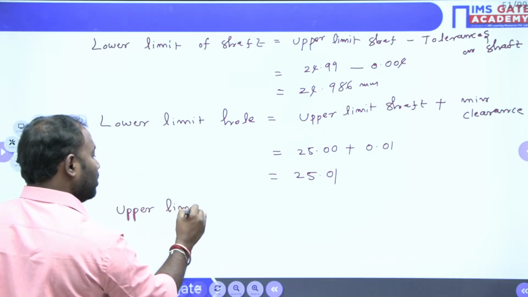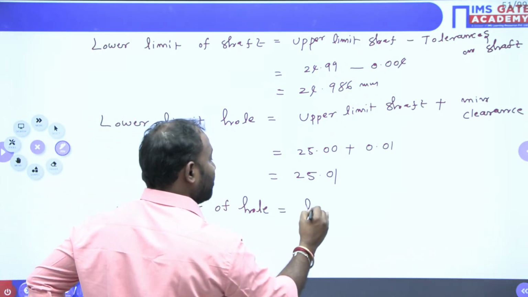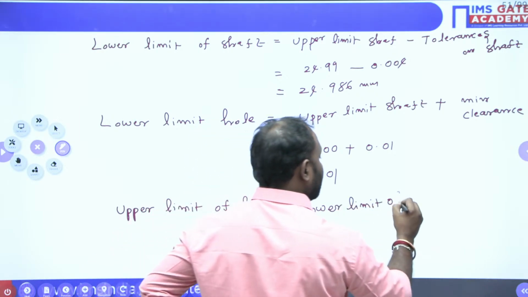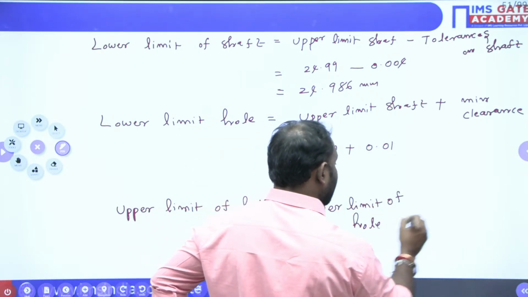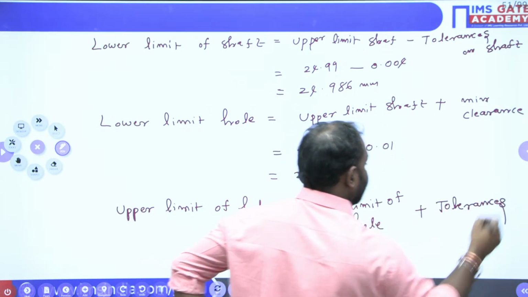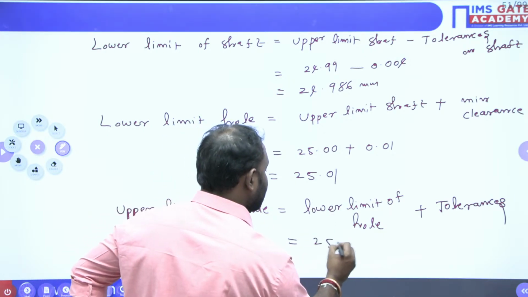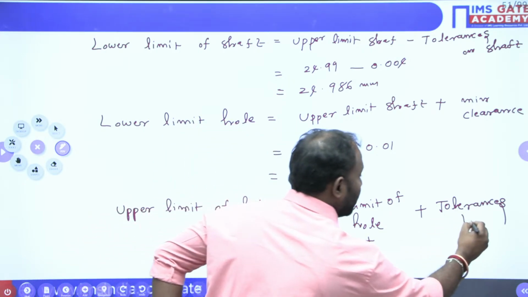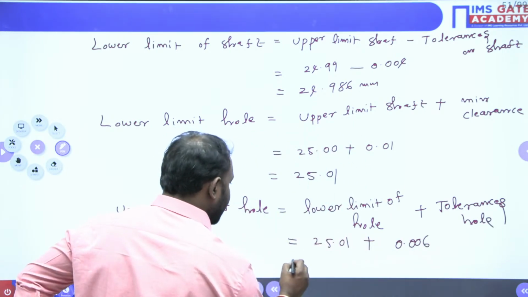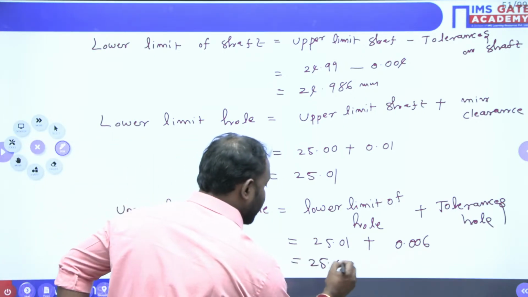Upper limit of hole is equal to lower limit of hole plus tolerance. What is the lower limit of the hole? It is 25.01. Now the tolerance on the hole is equal to 0.006. From there, I am going to get 25.016 mm.